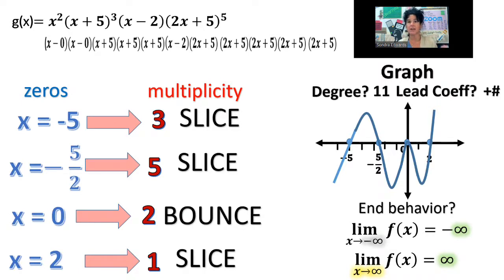What you want to do to have a really nice graph, since we're not using a graphing calculator, is you want to know what are the zeros of the function, which were -5, -5/2, 0, 2. Know the multiplicity, and that tells you if you bounce or slice through that number on the x-axis. And then to determine the end behavior, to know whether to start down here or to start up here, we need to know the degree of the polynomial and if the leading coefficient is positive or negative.